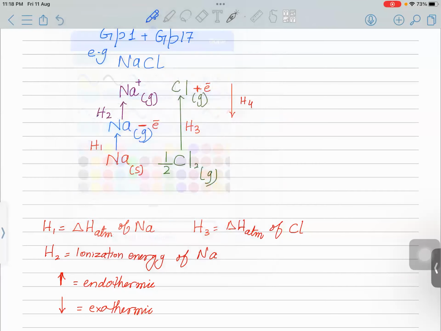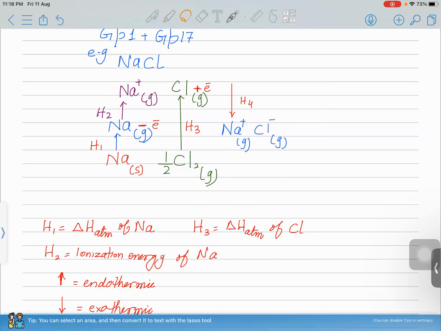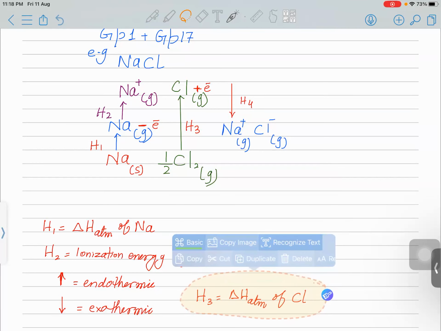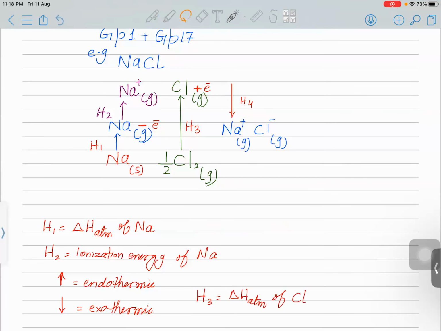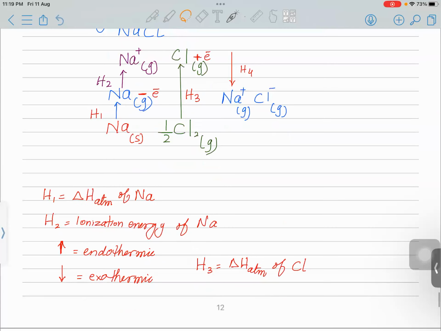Now, this chlorine becomes negative, gaseous, and sodium wants to make a bond with chlorine. That's why sodium is here. Now chlorine becomes Cl negative. Can you tell me whether they form an ionic bond right now or not? Are they ready to make an ionic bond?